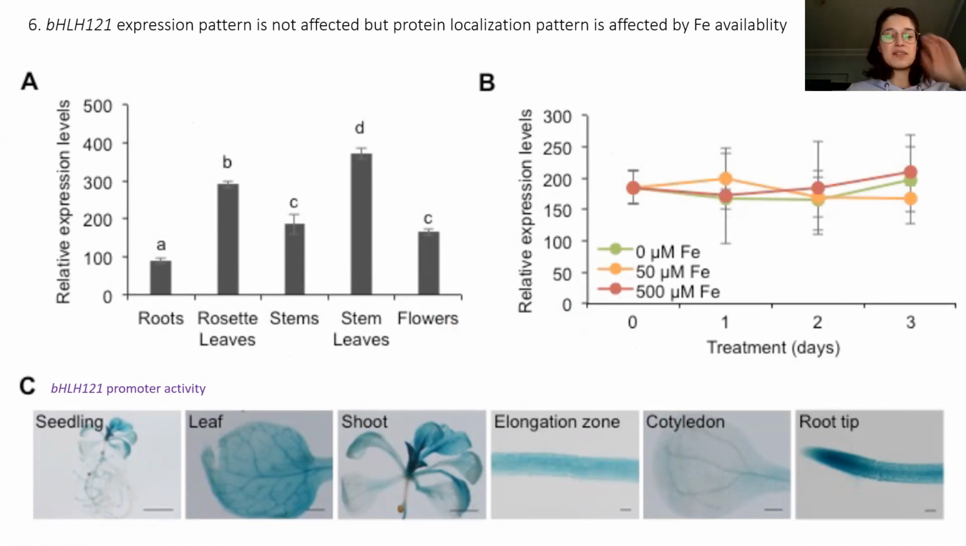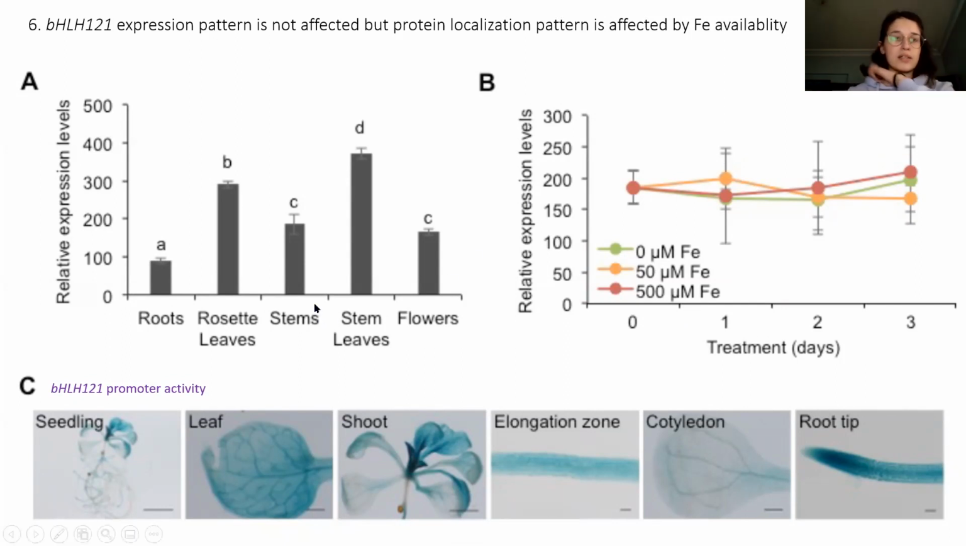Through figures A to C, we will see the expression pattern of the BHLH121 gene. In part A, we see that the gene is expressed in all of the given plant parts. So we can say that BHLH121 expression is not restricted to any specific plant organ. In part B, they measured the BHLH121 expression in different iron concentrations. And as we can see, they didn't observe any significant alteration in expression of the gene. So again, they concluded that the expression of BHLH121 is not affected by any changes in the iron availability.